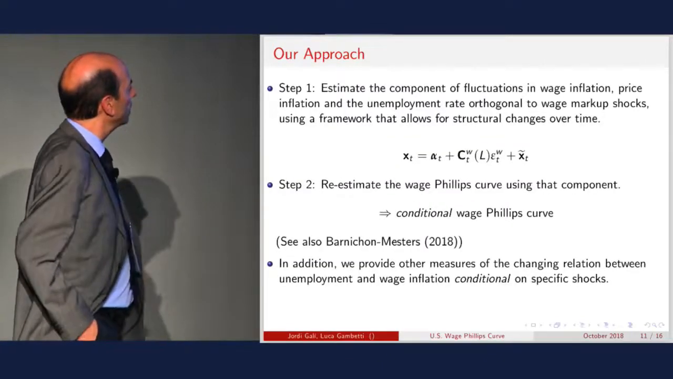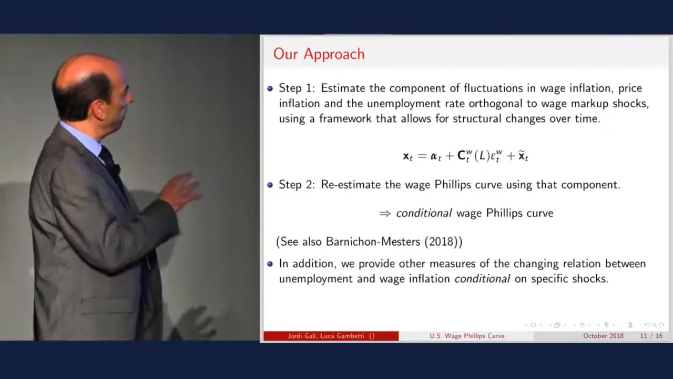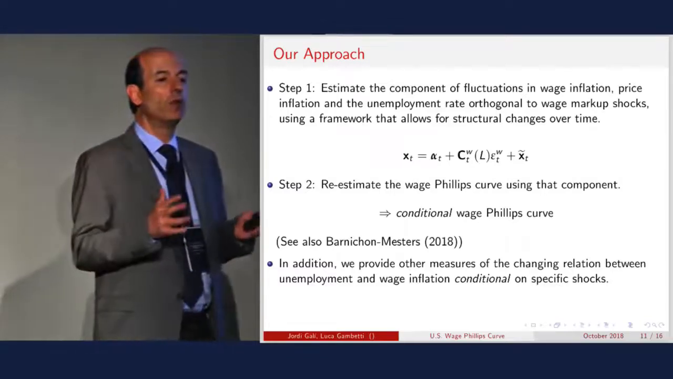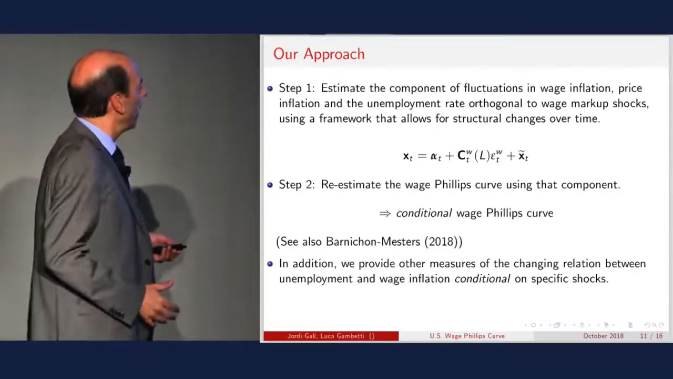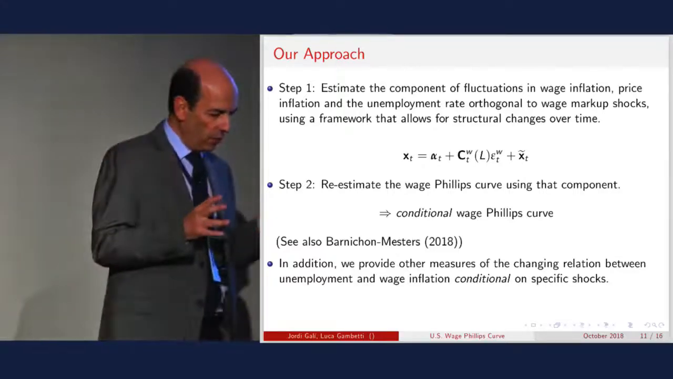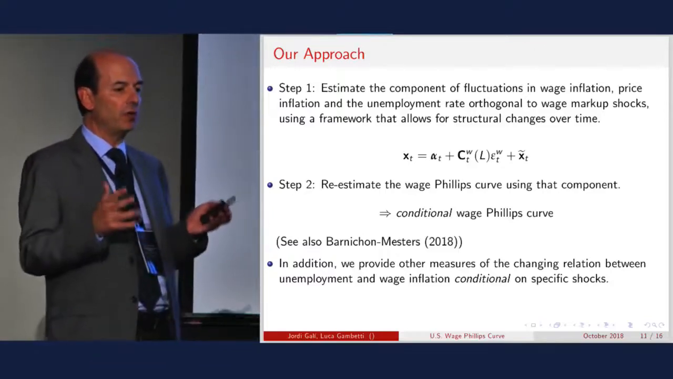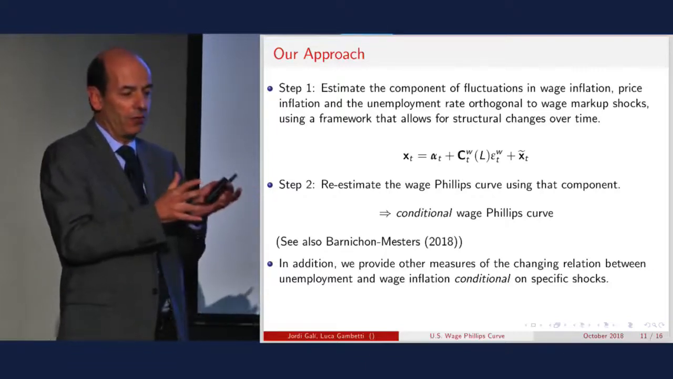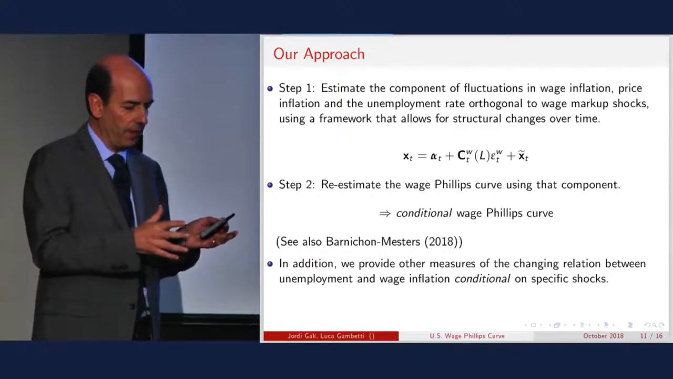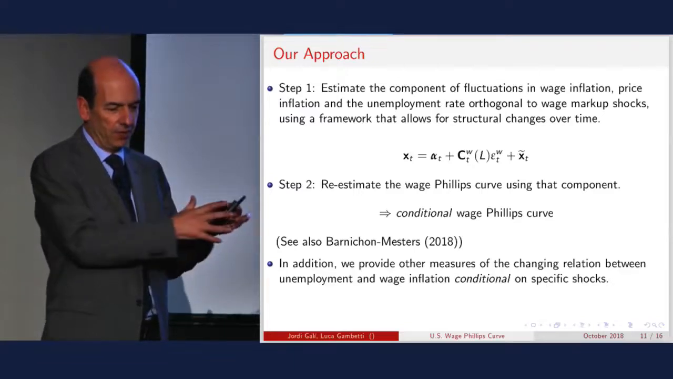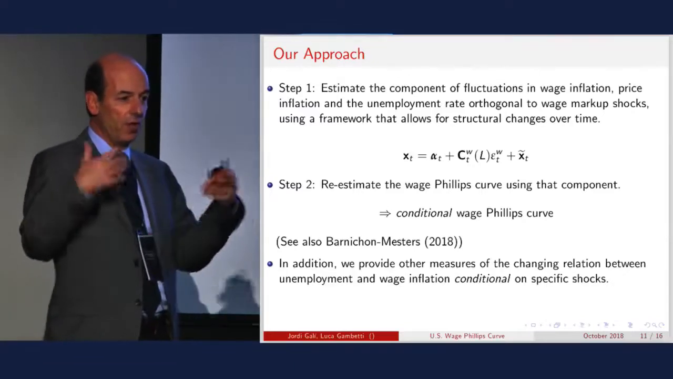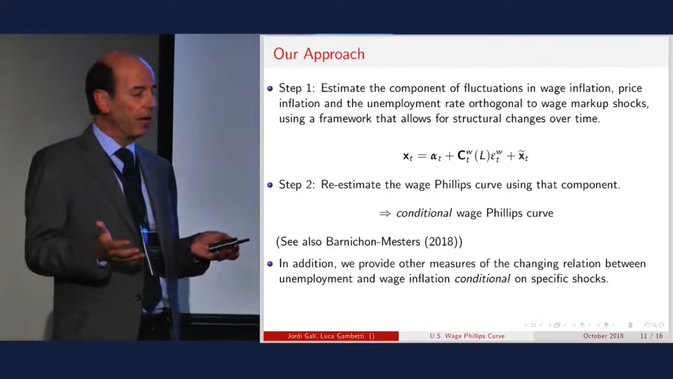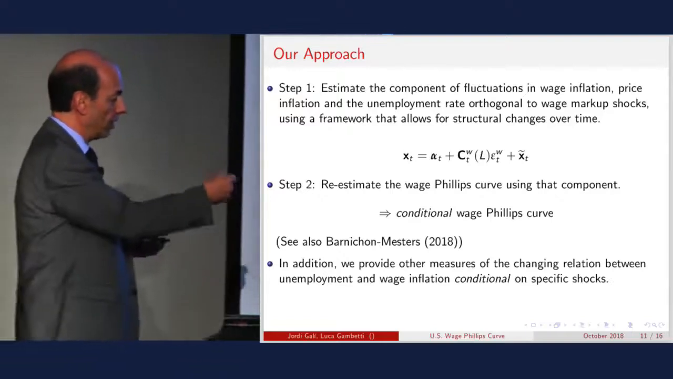So what we do is the following. We estimate the component of fluctuations in wage inflation, price inflation, and the unemployment rate that is orthogonal to wage markup shocks, okay? And using a framework that allows for these structural changes over time. In order to be consistent with the hypothesis that there may have been structural changes over time, we need to use an empirical framework that allows for those changes over time, okay, in order to obtain this decomposition.